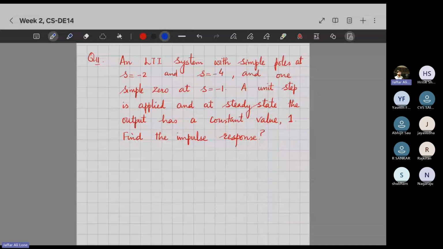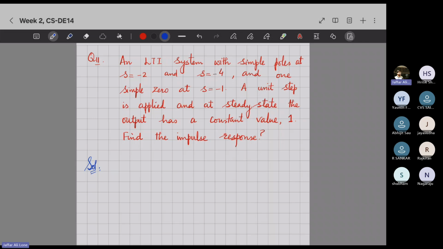For those of you who joined late, I'll just explain this question first. You have an LTI system with simple poles at s equal to -2 and s equal to -4 and one simple zero at s equal to -1. Simple poles means there is no repetition, there is no coincidence. If it is a simple pole at -2, it means there is only one pole at -2. So you are given a system with 2 poles and a zero.